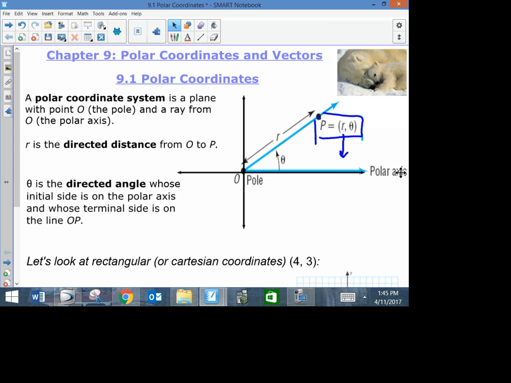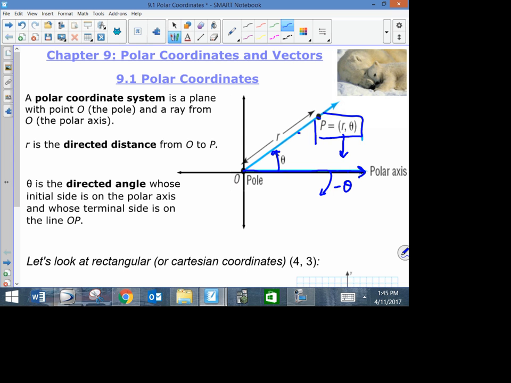And then the theta is the usual terminal side on the polar axis. The polar axis is this initial side that we talked about when we did the trig, okay? And then the theta is the distance in between the initial side and terminal side, okay? It's a directed angle, so it can be positive or negative, okay? So if it's negative, it would go this way, okay? Just like normal, all right?